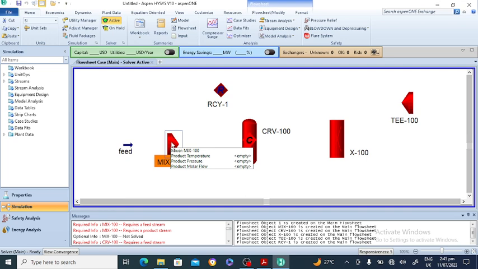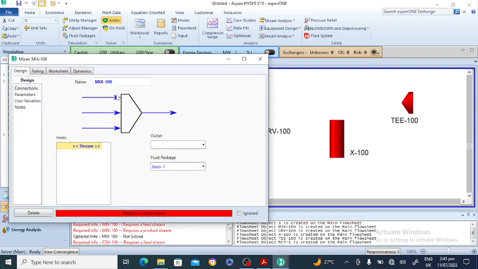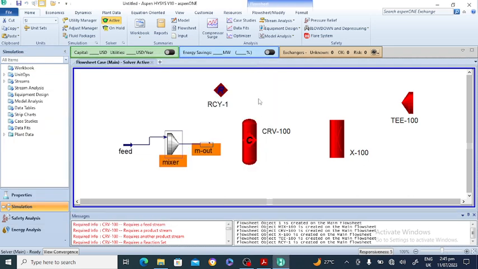This is the mixer. Click on the mixer and rename it. Select the inlet to the mixer, so this is the feed. Connect the feed, and then the mixer outlet. This is the mixer outlet. Now close this one.